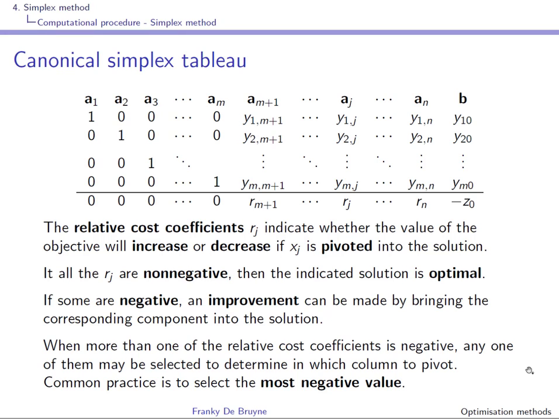If more than one of the rj's is negative, it is common practice to select the most negative value, so the variable that is associated to the most negative relative cost coefficient. It could happen that two variables have a relative cost coefficient that corresponds to this most negative value, and then usually what is done is to select the variable most to the left in the tableau.